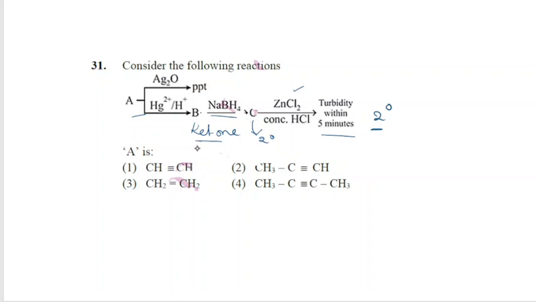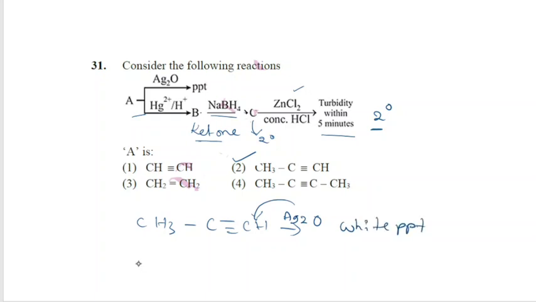So it must be an alkyne with one terminal hydrogen, that means the second one is the correct one. Let us see the complete reaction here. If A is CH3C≡CH with Ag2O, definitely this particular hydrogen will be replaced with Ag, and you will get a silvery white precipitate here. And again that same CH3C≡CH on Hg2+, H2SO4, oxymercuration, demercuration, you will get acetone here, right?